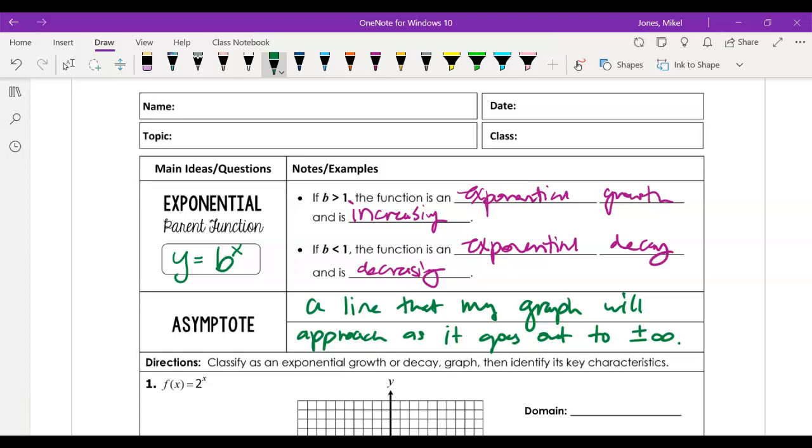Have we talked about asymptotes before in this class? We have? When did we? It was last mod. Did we do rational functions? I can't remember what we've done yet. A line that my graph will approach as it goes out to plus or minus infinity.